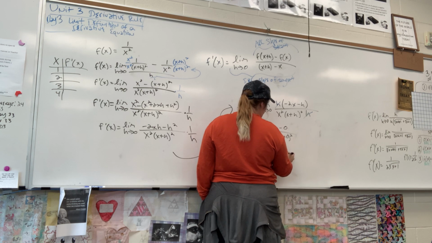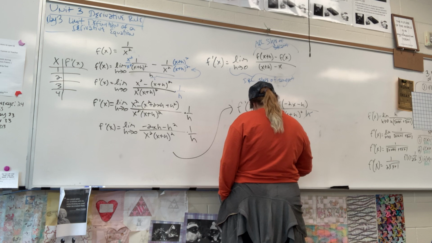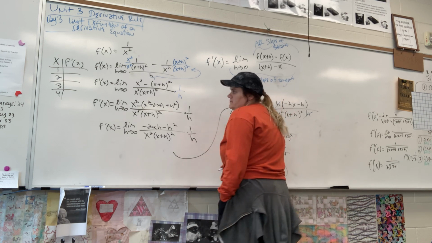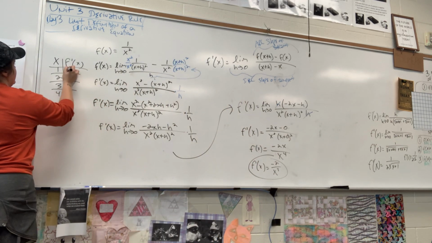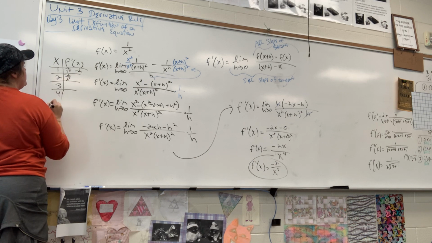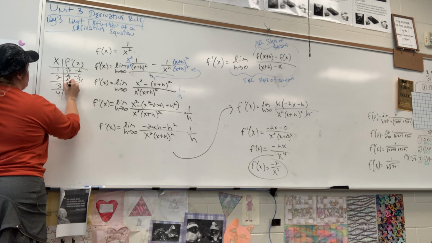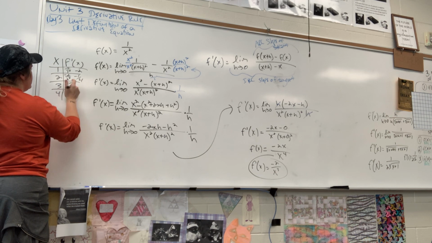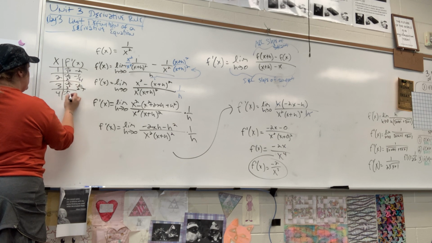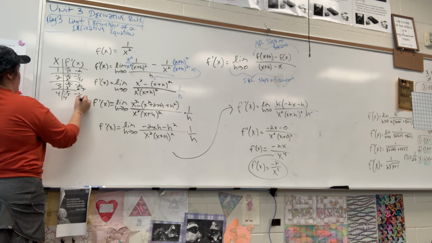Over what? X to the 4th. So f prime of x is negative 2 over x cubed. So negative 2 over 1 cubed, negative 2 over 2 cubed, negative 2 over 3 cubed, negative 2 27ths, negative 2 over 4 cubed. That's negative 1/3. Great.